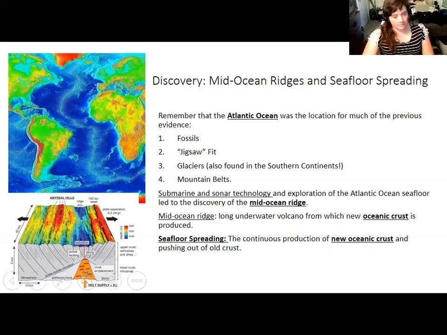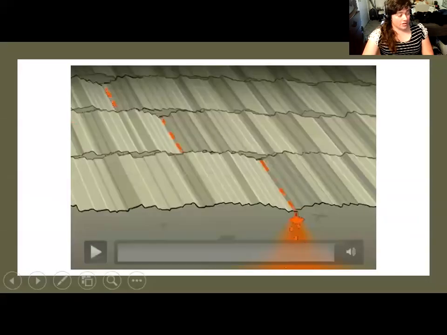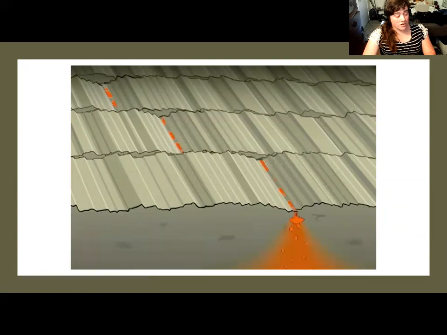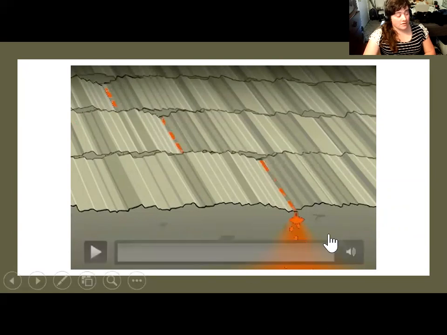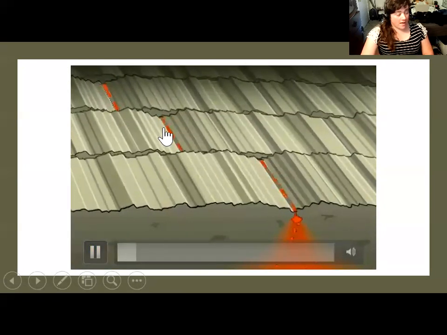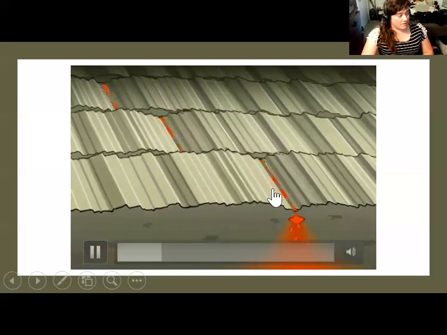And I have an animation here that was actually made by an emeritus professor at UCSB, Dr. Tanya Atwater. If you're interested in these, I can link you to the website where you can download these, because I find these animations very useful for plate tectonics. This is an animation of what's actually happening at a mid-ocean ridge, what's happening with seafloor spreading.